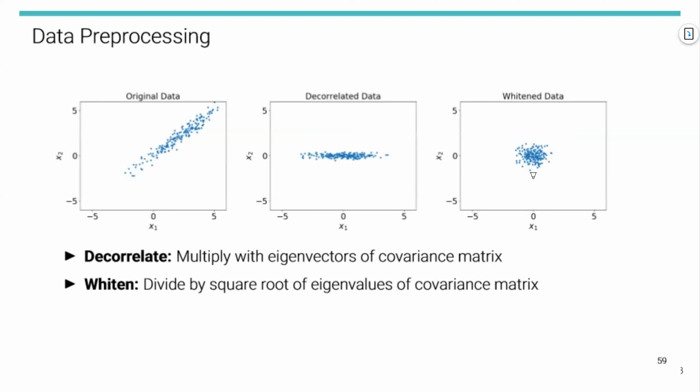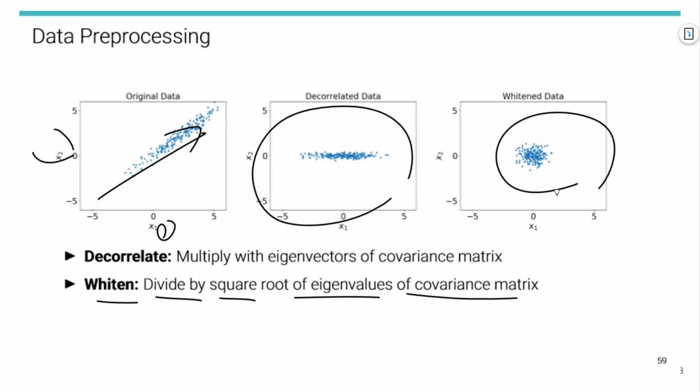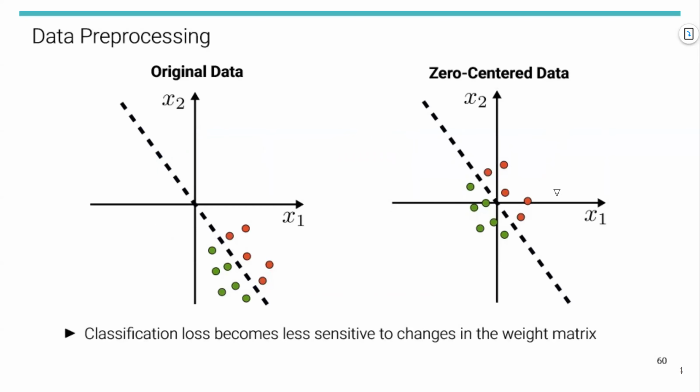Another thing is we can decorrelate the data, so that it is not correlated. In this case, x1 and x2 have correlation, but in this case, no correlation. And whitening means dividing by the square root of the eigenvalues of the covariance matrix. It becomes like this, Gaussian. By applying data preprocessing techniques, classification loss becomes less sensitive to changes in the weight matrix.